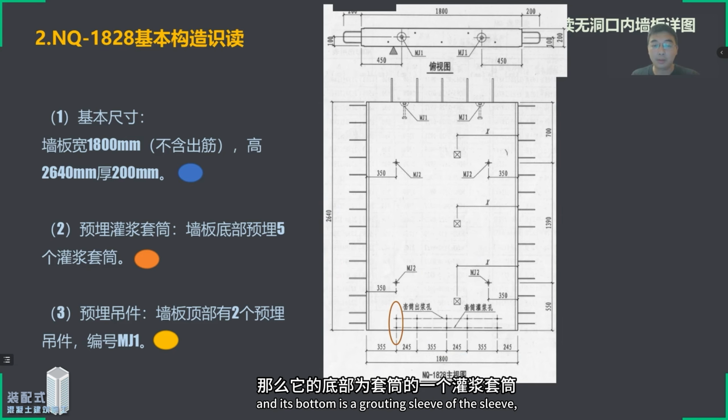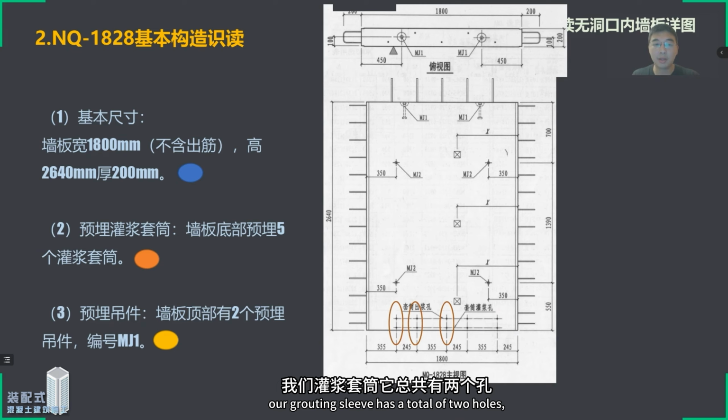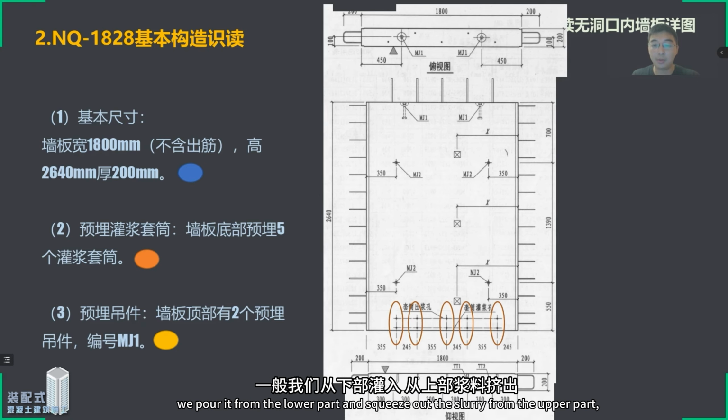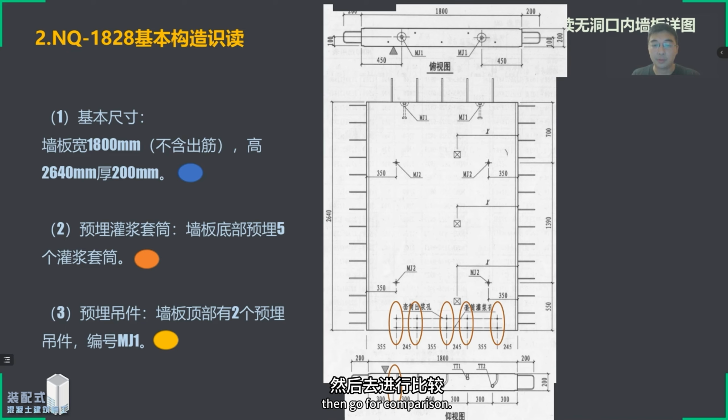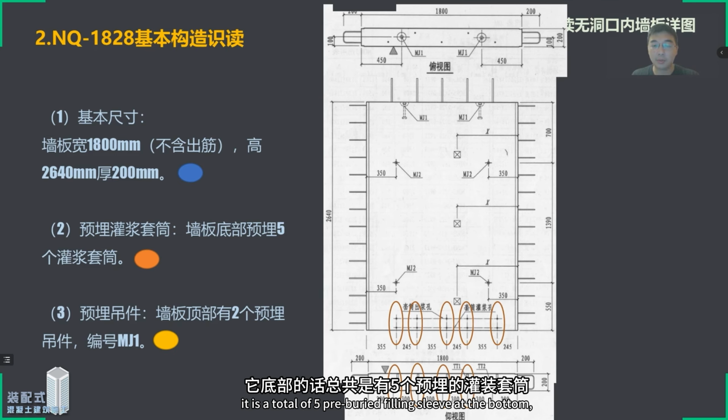And its bottom is a grouting sleeve. Our grouting sleeve has a total of 2 holes. We pour it from the lower part and squeeze out the slurry from the upper part. Then by comparison, we can see that there are a total of 5 pre-embedded grouting sleeves at the bottom.